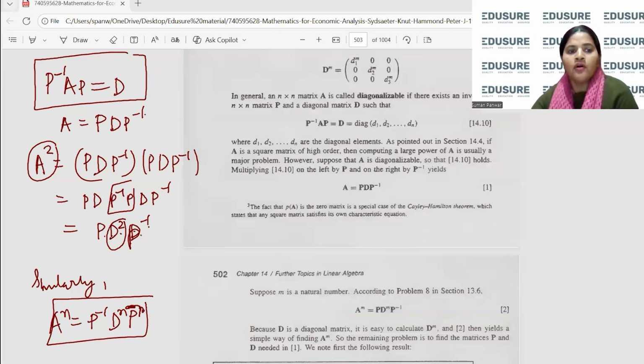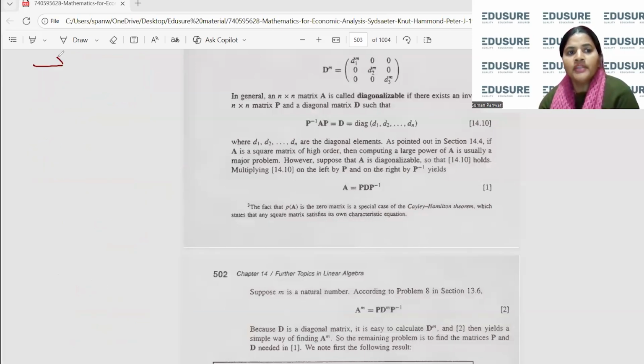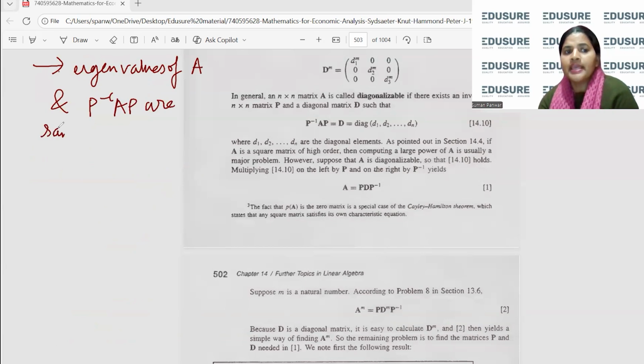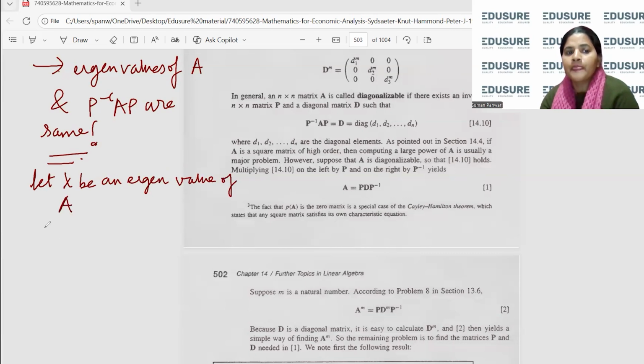All right. Now, you should also know that eigenvalues of A and P inverse AP are the same. So eigenvalues of A and P inverse AP are the same. What does it mean? First of all, we should prove that. So let lambda be an eigenvalue of A. That means determinant of A minus lambda I is equal to 0.